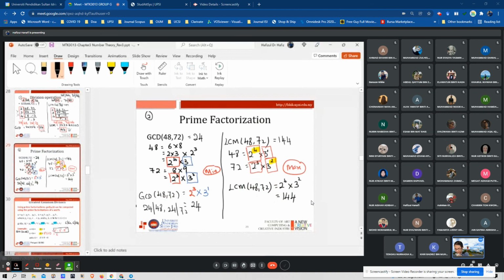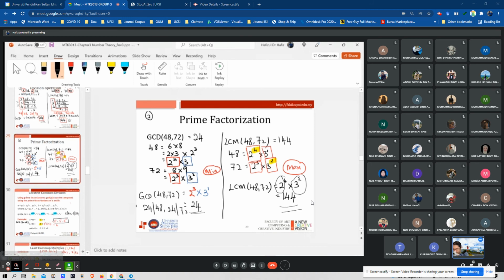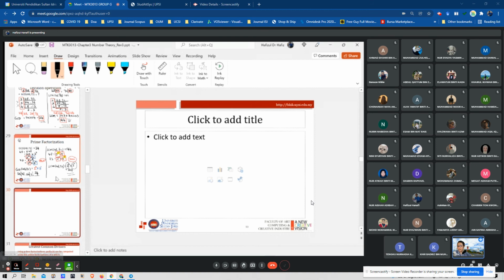This one is the max. We have 2 to the power of 4 multiplied by 3 to the power of 2, and we got 144. This one, 2 to the power of 3 multiplied by 3 to the power of 1, we got 24. This one is the least common multiple. Okay, another example I give to you.